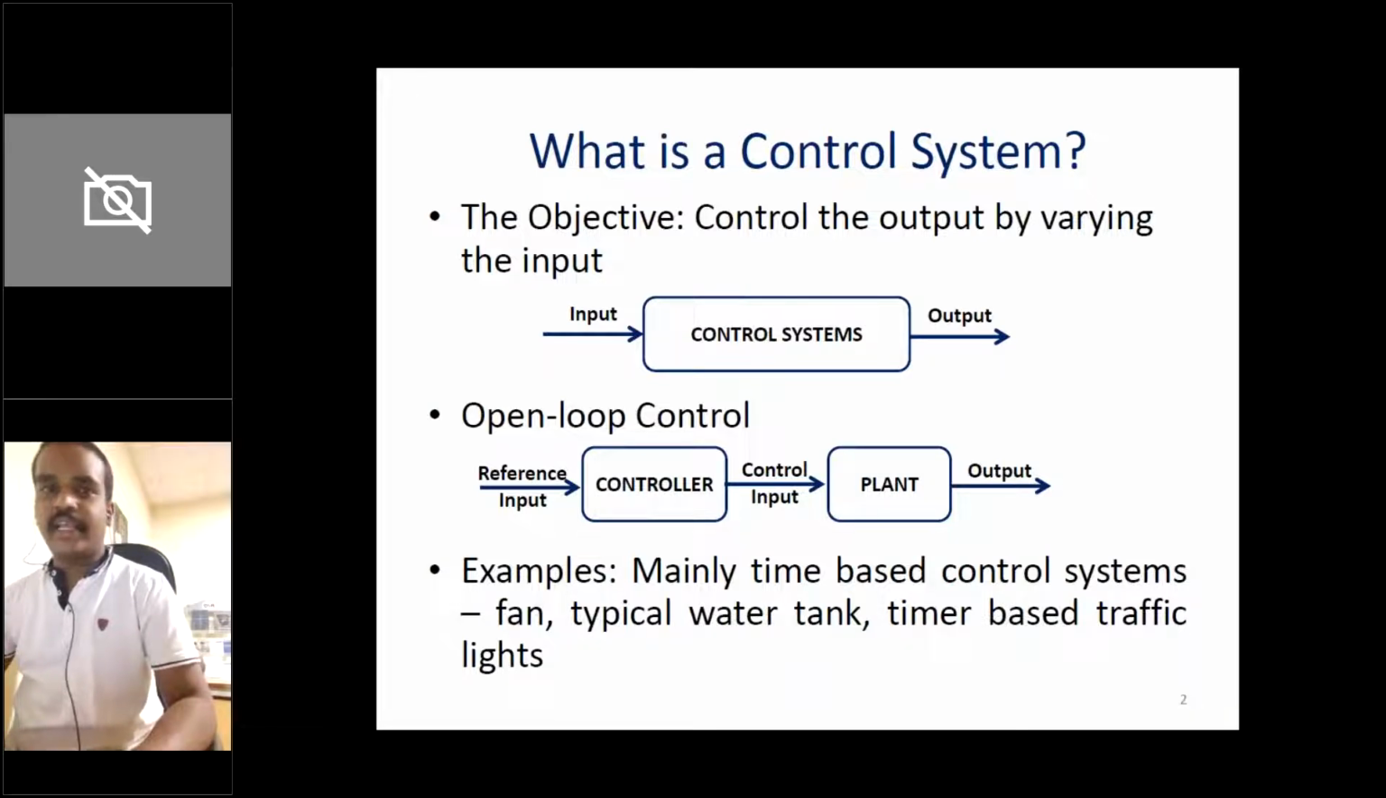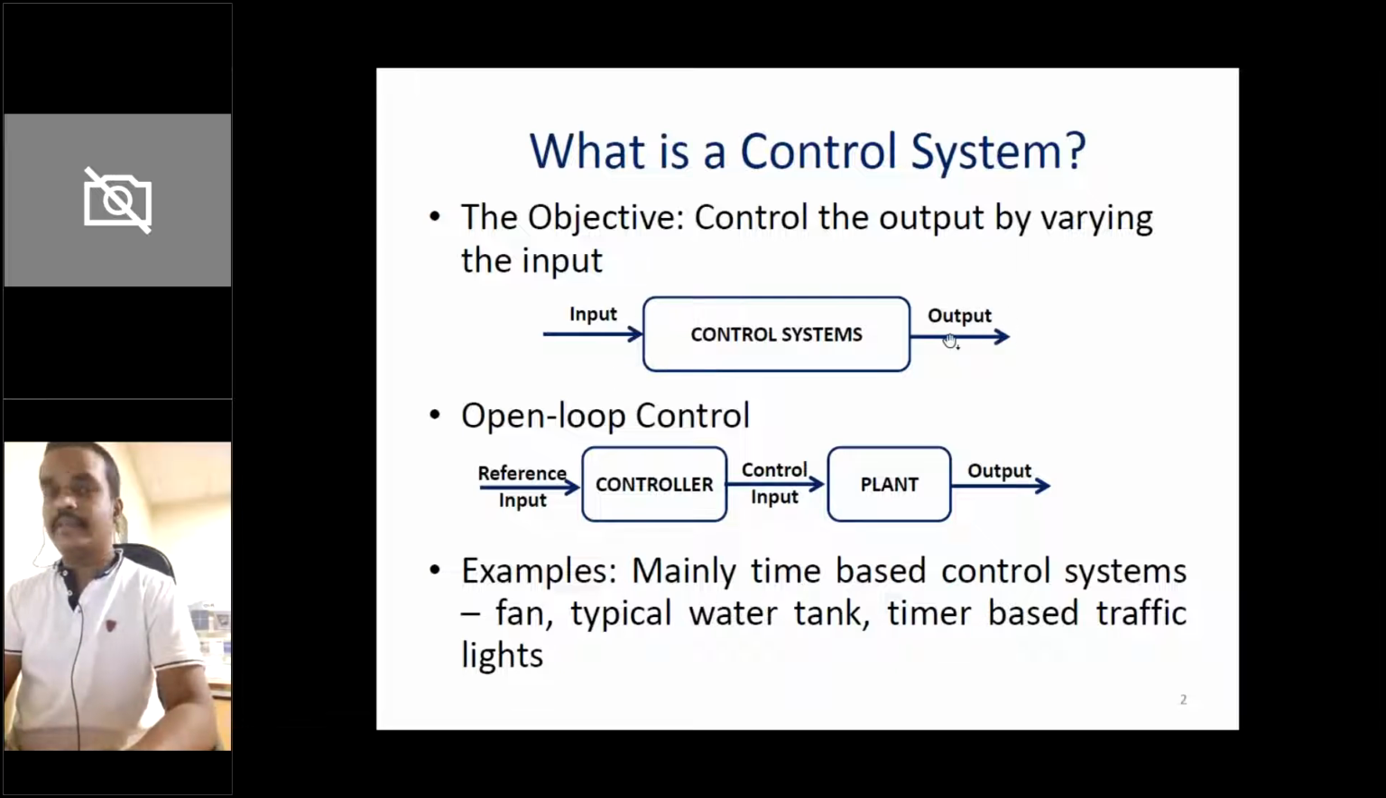So what is a control system? The main objective is to control the output by varying the input. If you see this block diagram, this is the overall block diagram. This control system consists of several systems: sensors, actuators, error detectors, and so on. The objective of the control system is to control this output variable by varying the input.